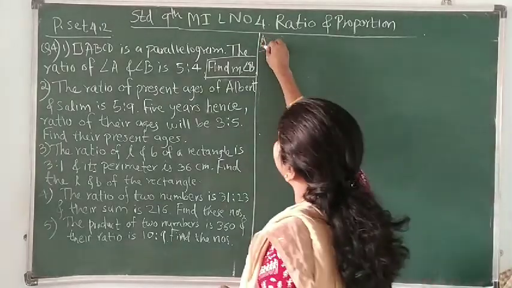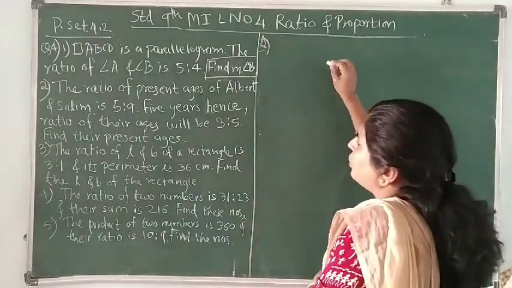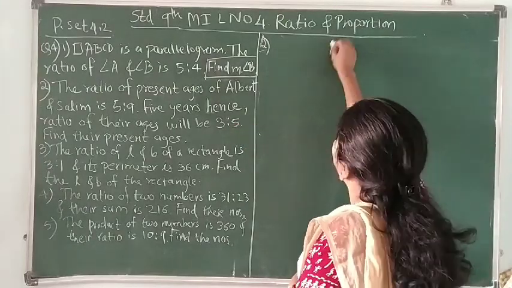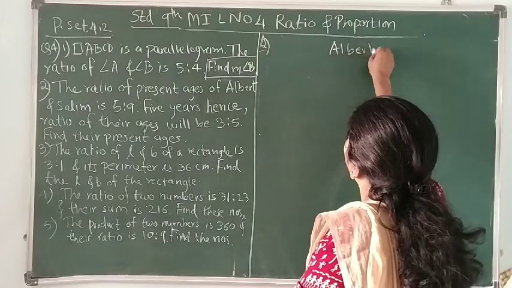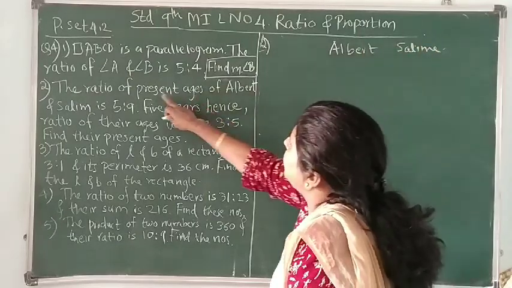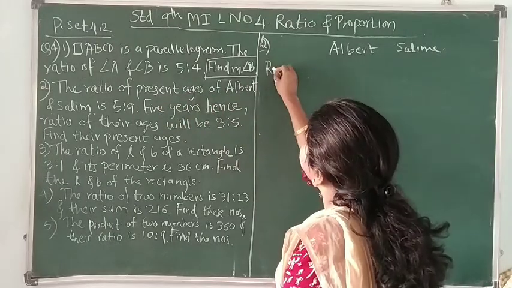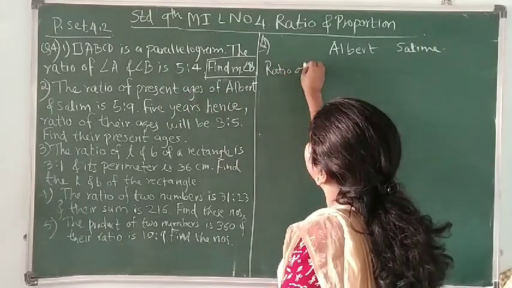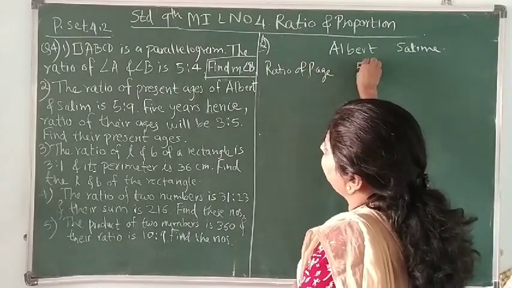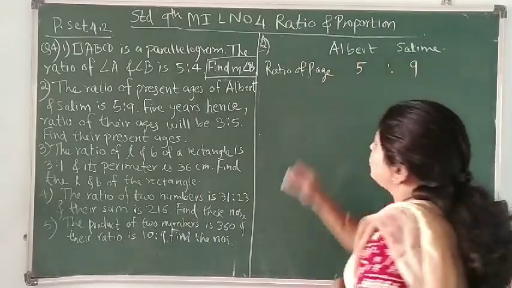So for answer number 2, what we have been given, we have been given 2 persons. First person is Albert and the other is Salim. Okay. Now what is given? Ratio of their present ages. That's given to us. It is 5:9. This ratio is given.